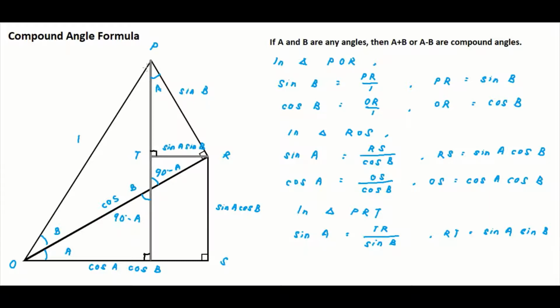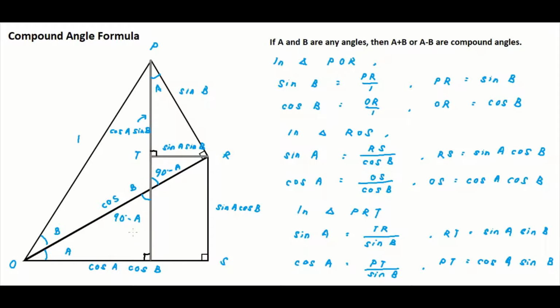So now let's try to find out PT. So cos A. The adjacent part will be your PT over your hypotenuse, which is sine B. So what is PT? PT will be equal to cos A sine B. Okay, so PT here is cos A sine B. All right, now we have the lengths that we want already, right?